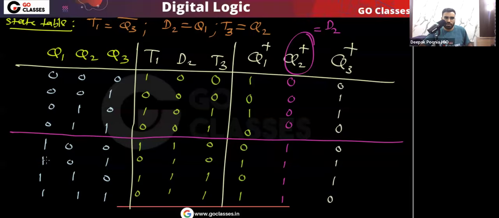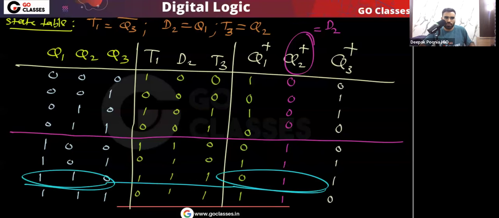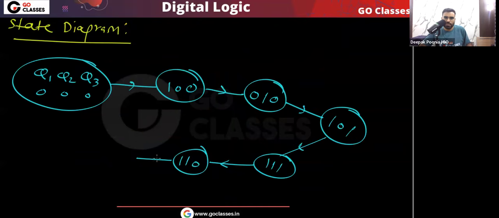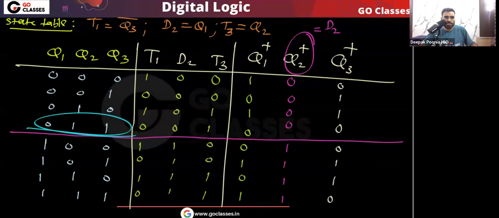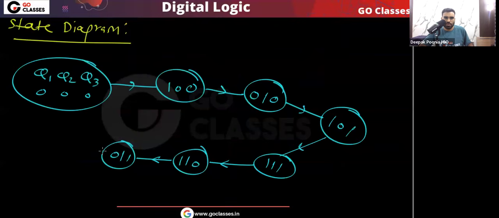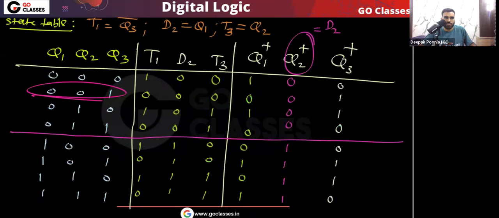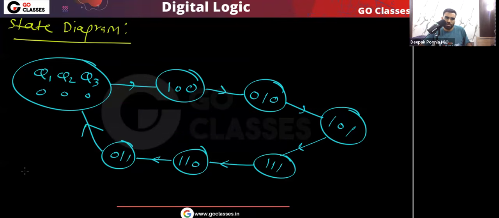If the present state is 1, 1, 0, then the next state will be 0, 1, 1. And if the present state is 0, 1, 1, then the next state will be triple zero. Simple. Now which state is missing? Total 7 states we have considered here. Now which state is missing? 0 0 1. This state is missing. So if this is your present state 0 0 1, the next state also will be 0 0 1.